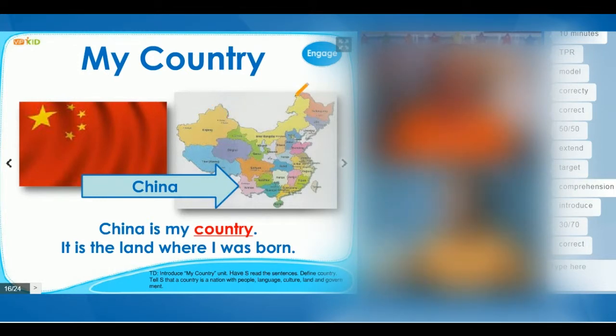Culture. Good question. Culture is music and art and food and the way people do things in a certain place. All those things are their culture. Music, art, even their manners.